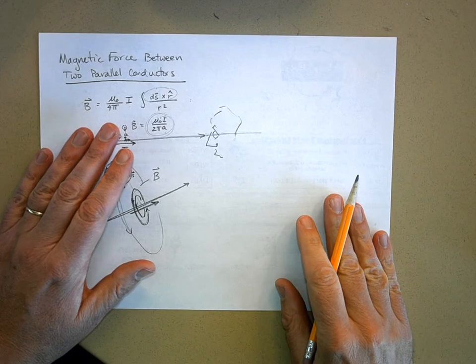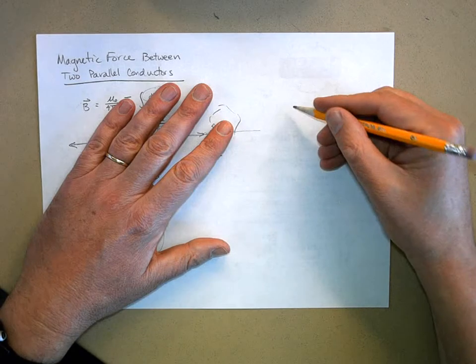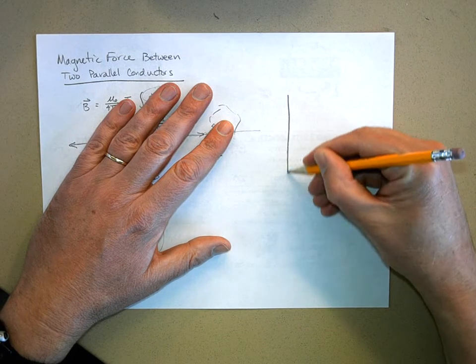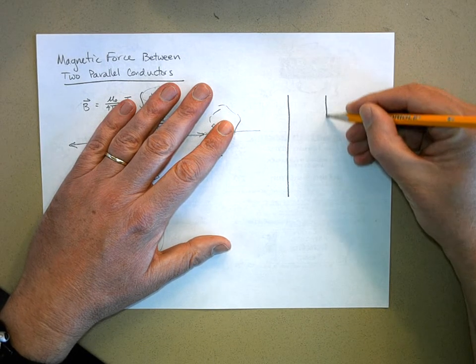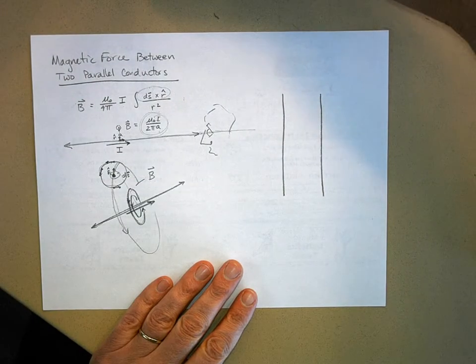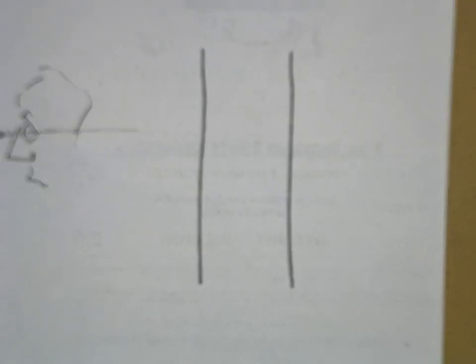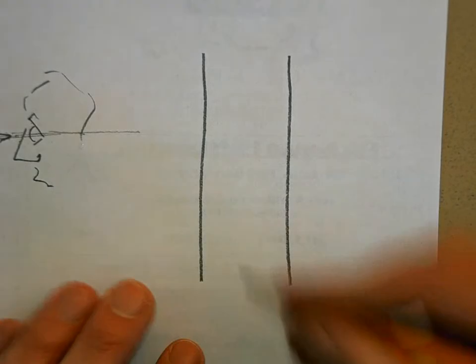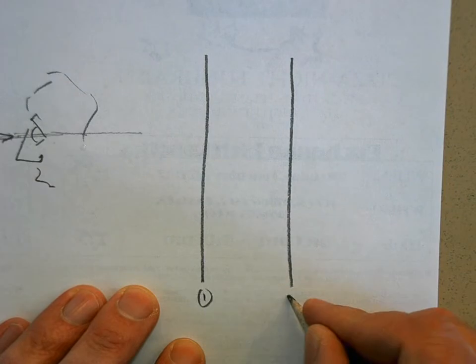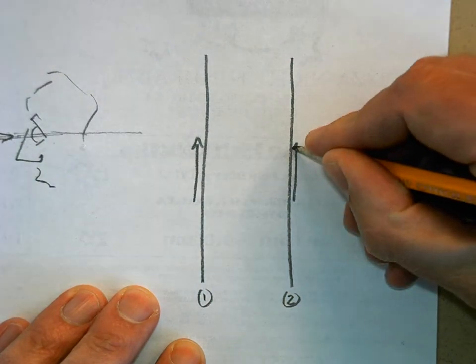What if I've got two wires that are parallel to each other with current flowing through them? So here's a wire and here's a wire. Now these wires are connected to voltage sources, and so they have currents flowing through them. So let's have this be wire 1, and this will be wire 2. And so this has current going up like this, and this has current flowing up like this.